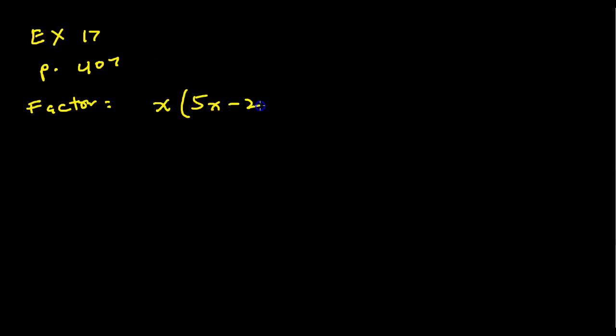All right, example 17. On page 407, it asks us to factor the following expression. x times 5x minus 2 plus 7 times 5x minus 2. All right, now do not multiply. We are asked to factor, and remember, factor is the reverse or inverse of multiplication. All right, I'm hoping that we'll notice something.